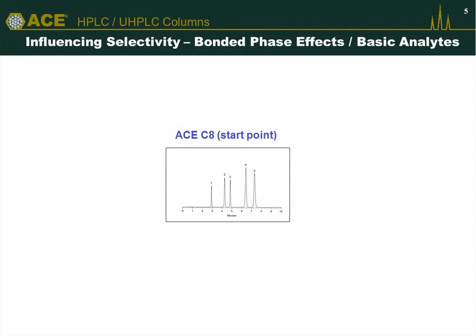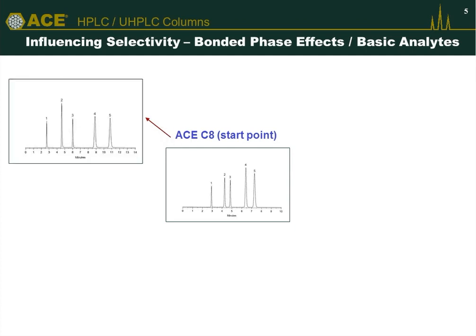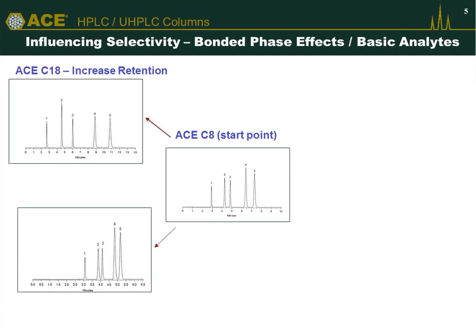Now on this next slide, we've done some separations in our lab to show the effect of different bonded phases, different stationary phases, on this simple separation. This is a separation of 5 basic analytes in isocratic mode at pH 6. We started the analysis on a C8 column, an ACE C8, and then we took the column off and equilibrated a C18 column, and we did some injections. Then we took the column off and put a C4 column on and did the injections again. Same mobile phases, same system, same samples.